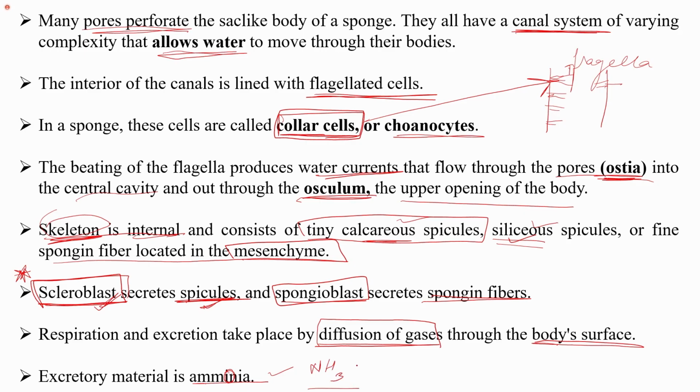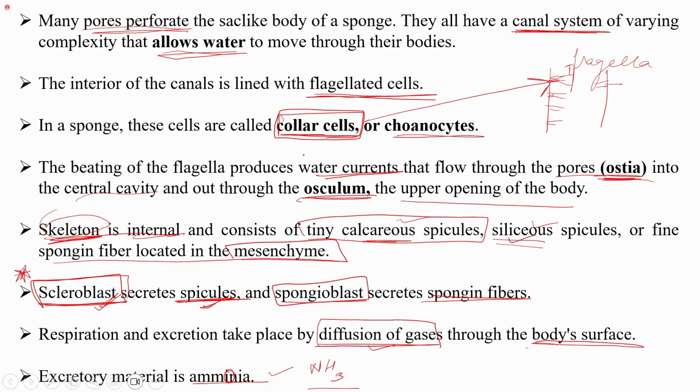So ammonia is excreted out of the body by the process of diffusion. The respiration and excretion take place through the body surface. There is no well-defined organ for respiration or excretion, and the excretory material is ammonia. So this is the anatomy of a sponge.